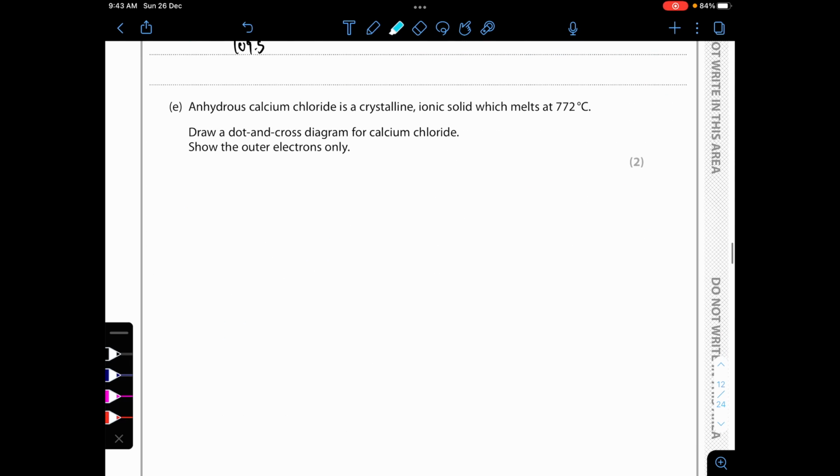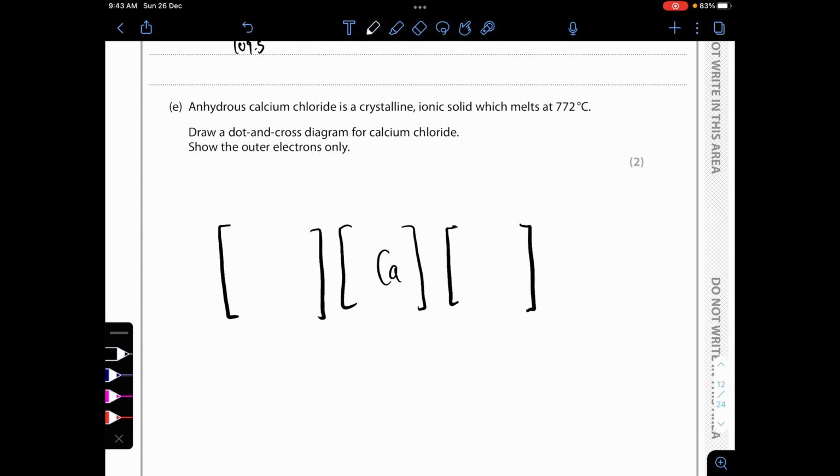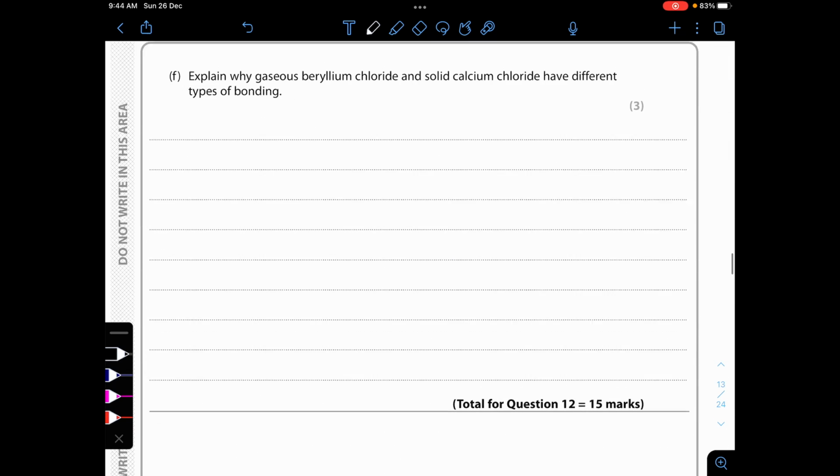Let's look at part E. It says, anhydrous calcium chloride is a crystalline ionic solid which melts at 772 degrees Celsius. Draw a dot and cross diagram for calcium chloride. Show the outer electrons only. That's pretty straightforward. We draw the calcium atom here, and then our chlorine here. We have a Cl with 1 cross from calcium and 7 dots, so this is a minus, then another over here, also a minus, and calcium is a 2 plus. So this is our 2 marks: 1 mark for Ca2 plus and 1 mark for getting both Cl. Alright, so that's that.